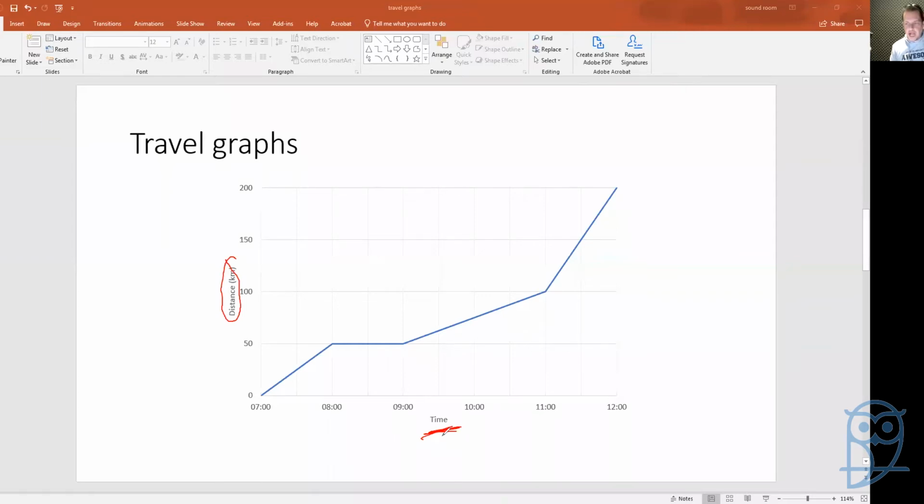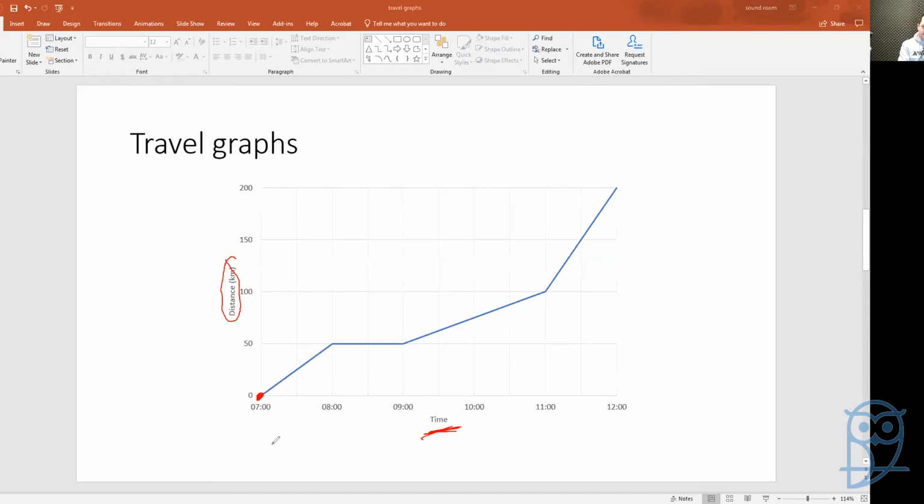So I could have a question that says, this is the distance time graph of a family traveling in a car on holiday. And the question says, when did they set out for their holiday? Well, when did they set out? In other words, when did they start? They started at the very beginning at 7 a.m.